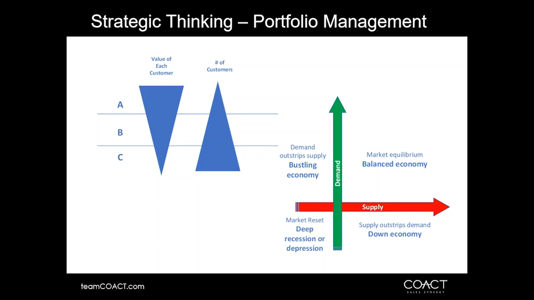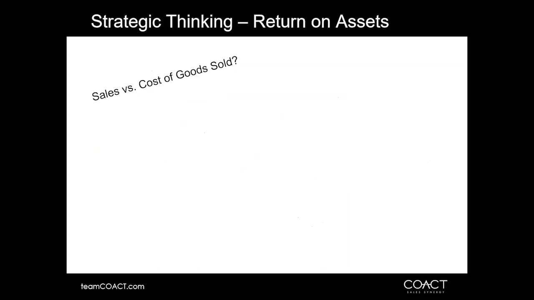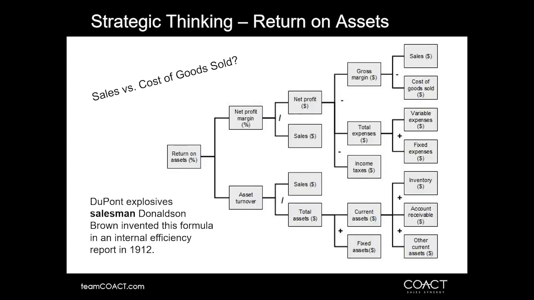Let's talk about return on assets, again, in the various economic cycles. Sales versus cost of goods sold. DuPont explosives salesman Donaldson Brown actually in 1912 developed the DuPont model, if you will, which we use now for ROI and ROA, but it was really not intended for the way we use it. But it's useful for us when we're thinking strategically and making decisions about strategy.